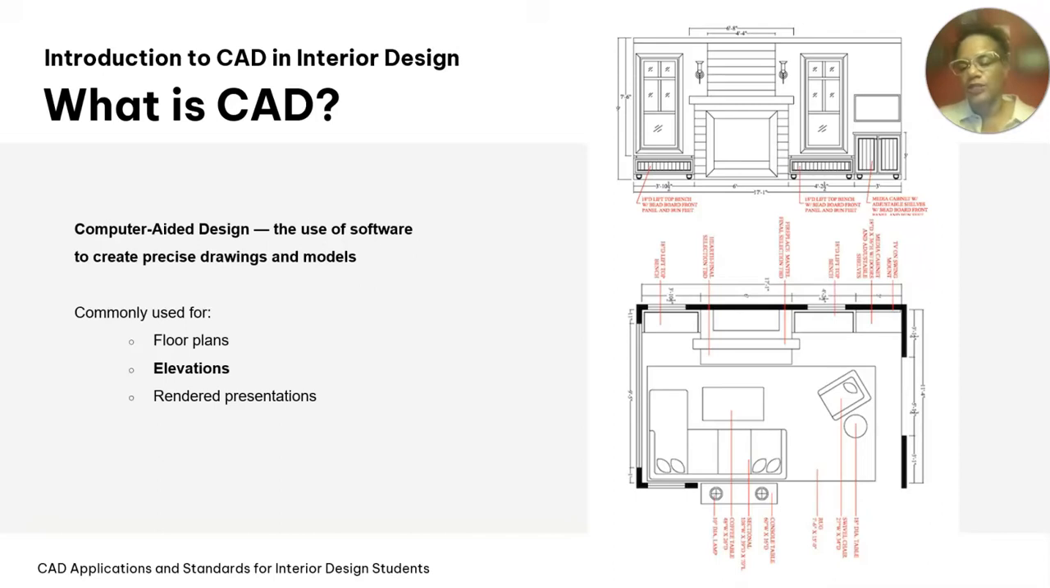So elevations. This is another floor plan. Again, I have my wall thickness, my windows, and my fireplace, which is drawn with a lot more detail in this case. I have my sofa, my coffee table, and my chair. When I draw an elevation, it can only show me one wall at a time.